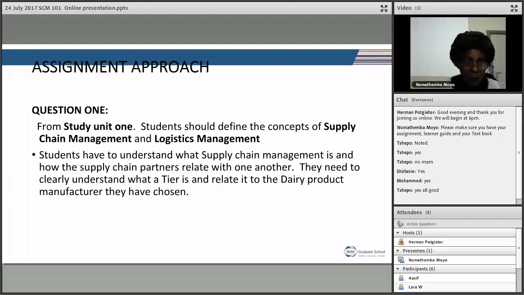Then, in our question 1, I want to believe you all have that diagram. It is for you to understand what tiers are. It reads, select a South African organization that is a dairy product manufacturer, e.g. Clover. Clover is a dairy product manufacturer. We might have cheese. We can have yogurt. It's a dairy product manufacturer. How many more can you type? Those that you know, dairy product manufacturers. Anyone who can think of any of it, please type that for me.